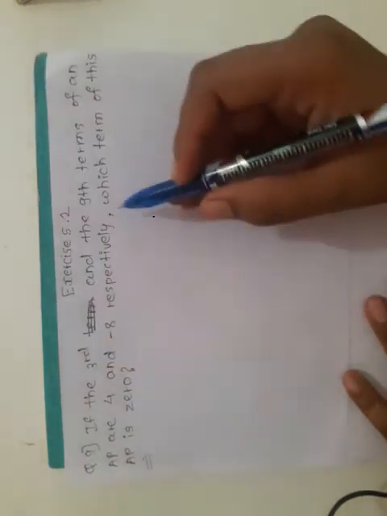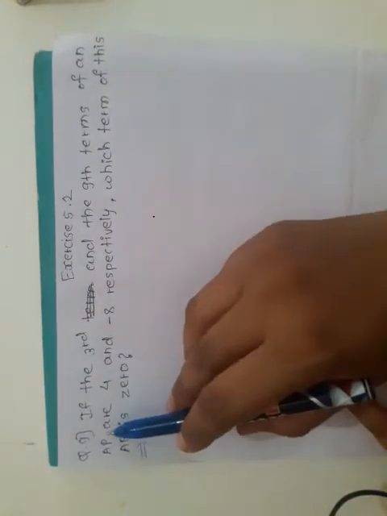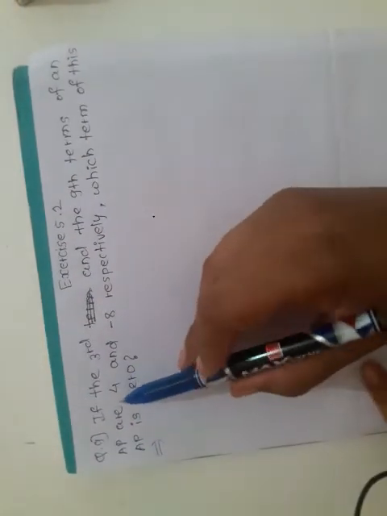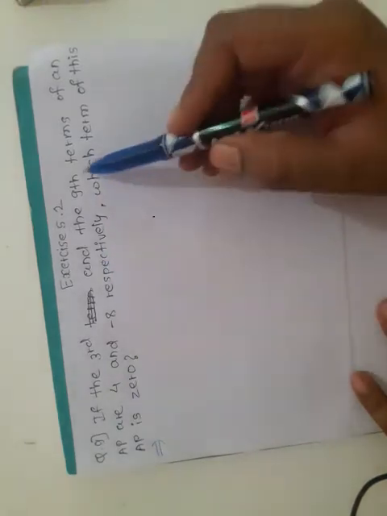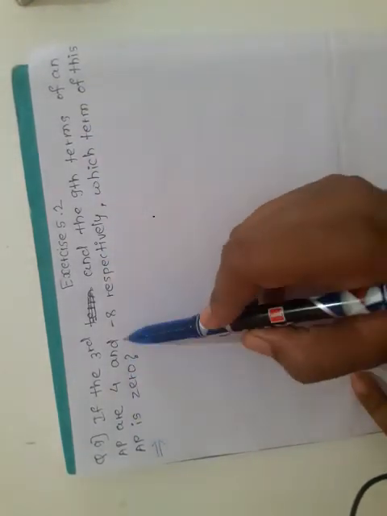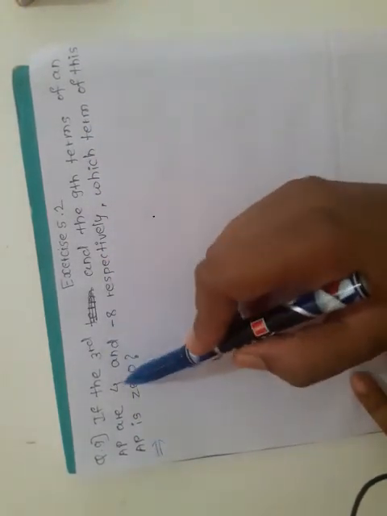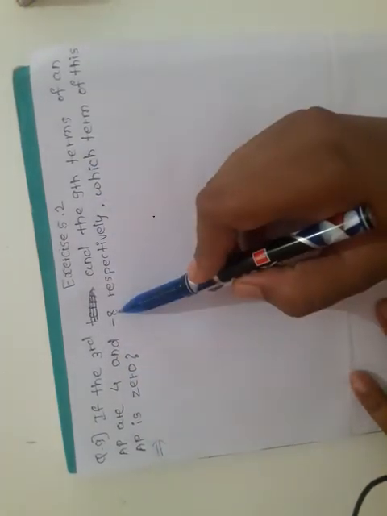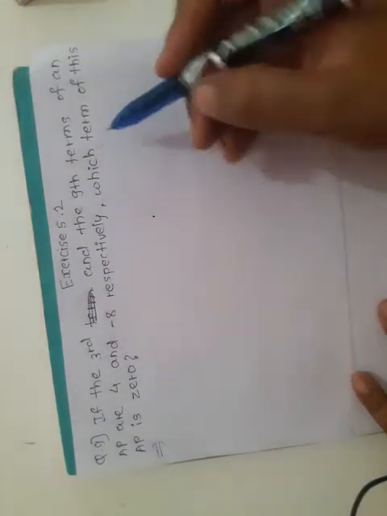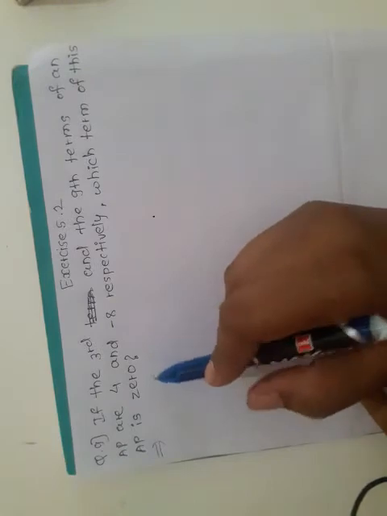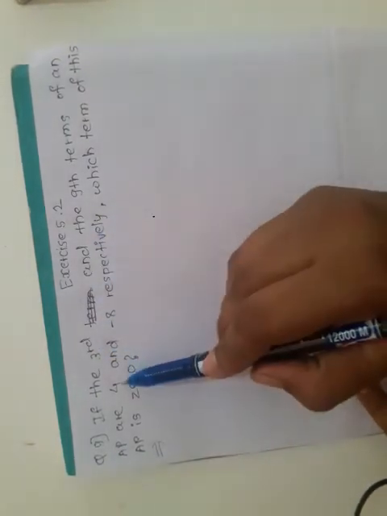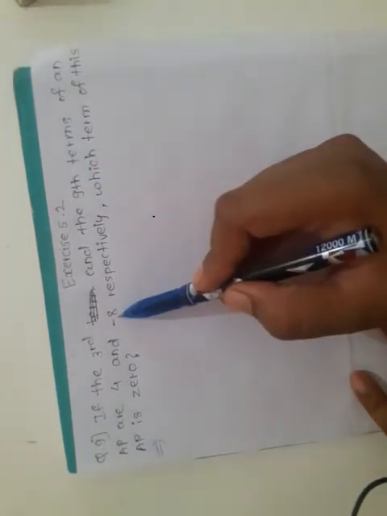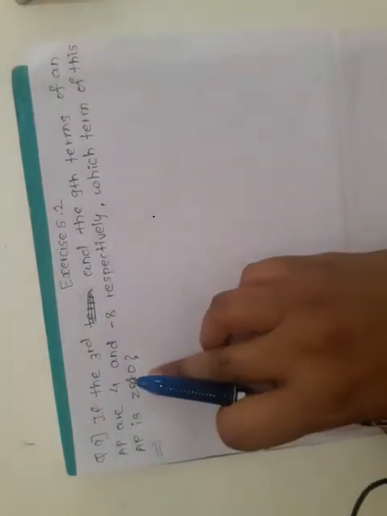In this section, we are going to study exercise 5.2, question number 9. Question number 9 is: if the third and ninth term of an AP are 4 and minus 8 respectively, which term of this AP is 0? Here, on the third term there will be 4, on the ninth term there will be minus 8. So, on which term will there be 0?